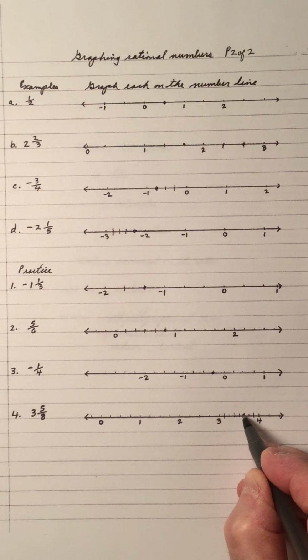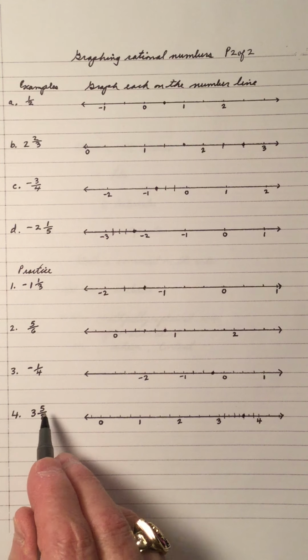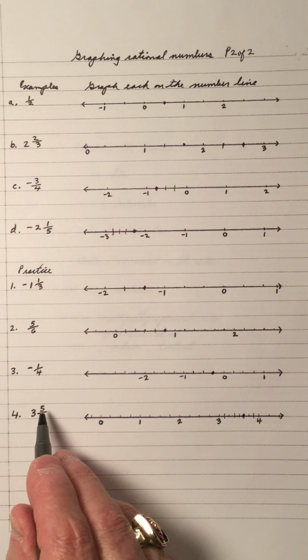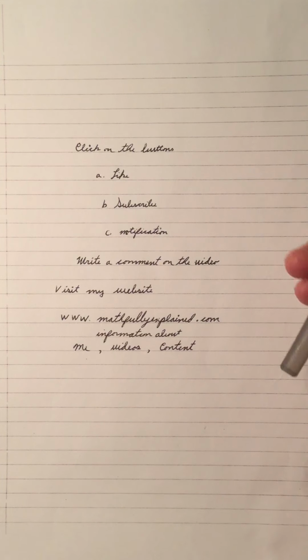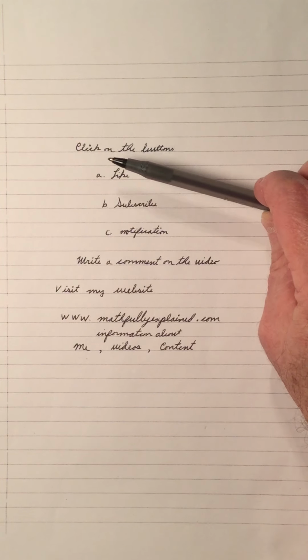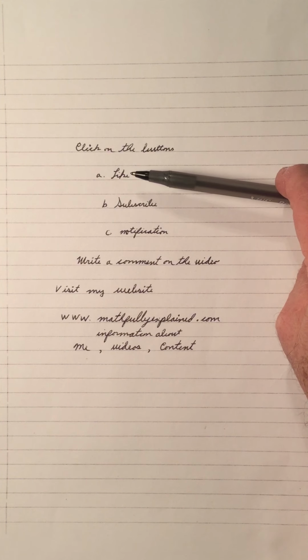So remember, your denominator tells you how many parts you have to divide it into. Your numerator tells you how many of those you have to take. That's it for a little bit on graphing, just to get you used to it, in case you have to do it when you do inequalities or whatever later on, or solving equations.